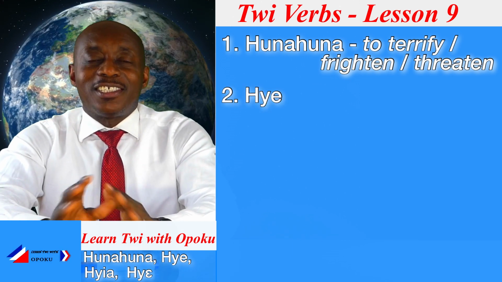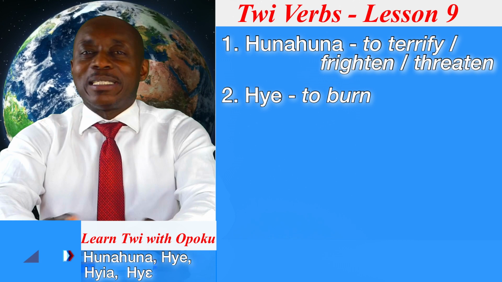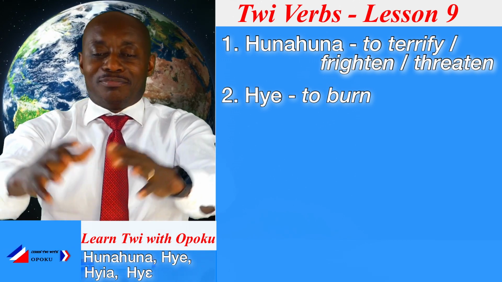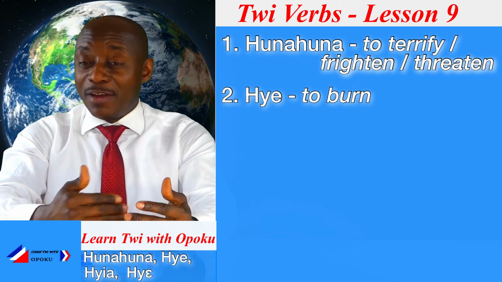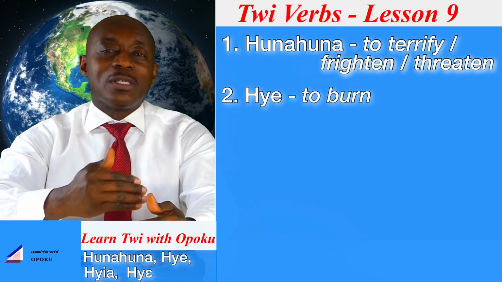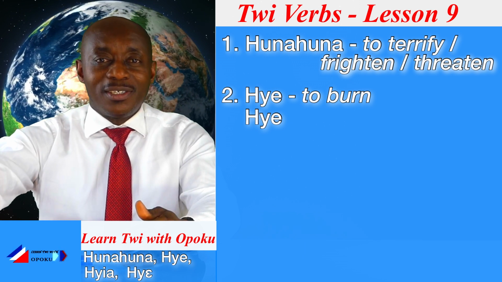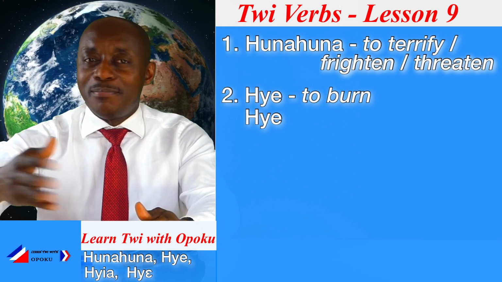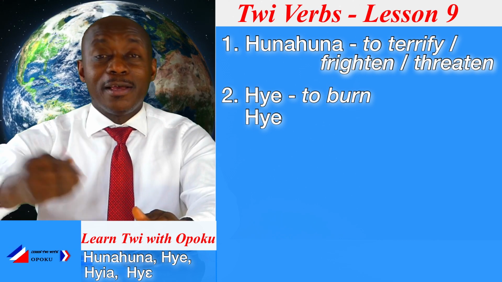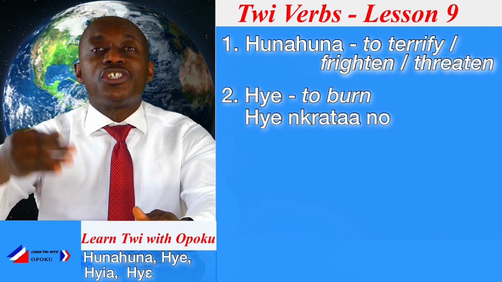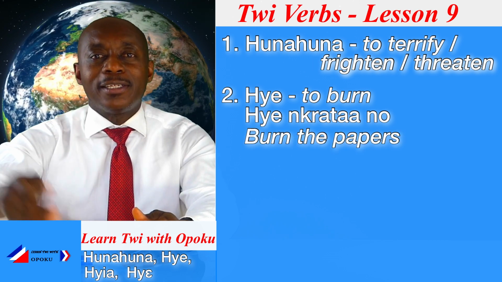She. It simply means to burn. So, for example, if you have pieces of paper that you don't need, you want to burn them, and you are instructing your child to burn them, you could simply tell your child, she, and that is what? Burn. But if you want to be more specific and you want to say burn the papers, then you say she nkratan, burn the papers.